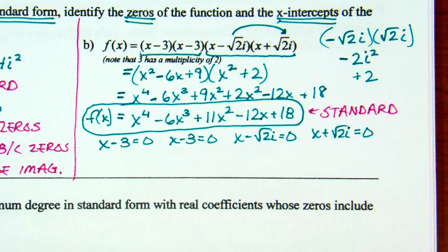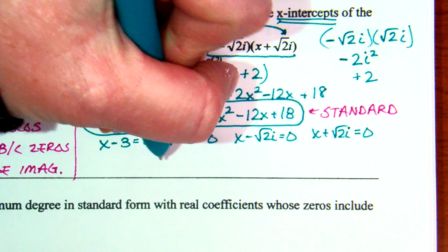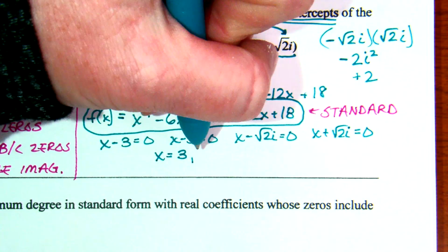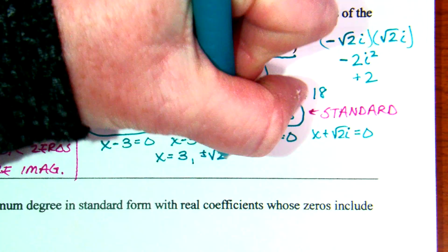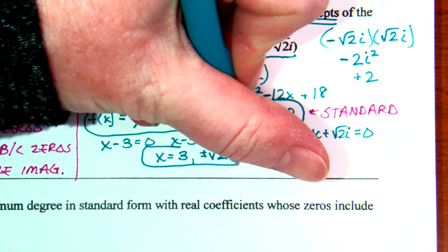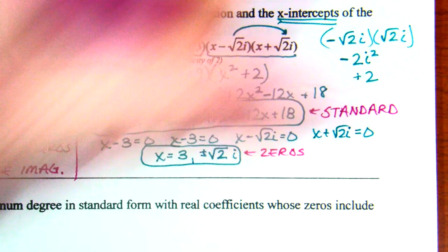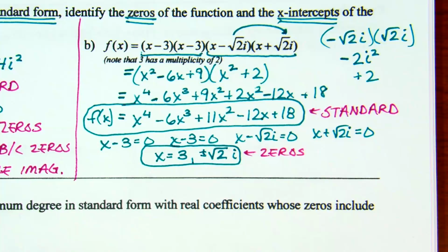Now notice, I just did it for fun, but I put x minus 3 equal to 0 twice. Did I really need to do that? No. How many times do I need to give 3 as an answer? Just once. We're just talking zeros. So my zeros are 3, and then you could say radical 2i and negative radical 2i, or you could say plus or minus radical 2 times i. It is definitely okay to be using the plus or minus in this lesson. We'll use it a lot.